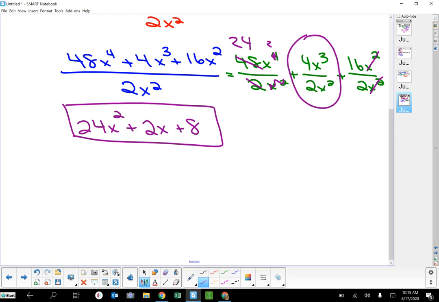All right, so we're going to utilize this topic in the next section, which is called factoring out a GCF, or a greatest common factor. So this idea is key in that.